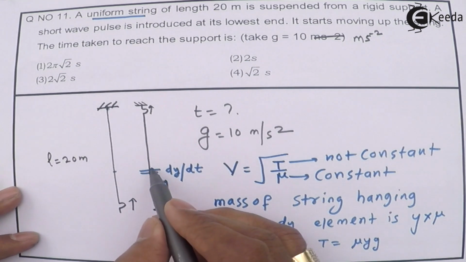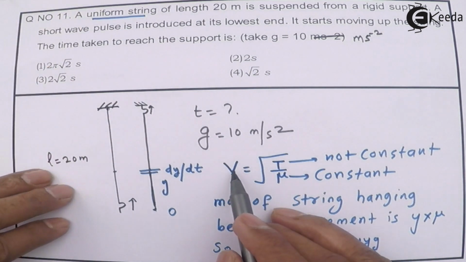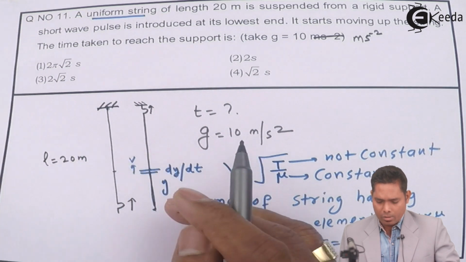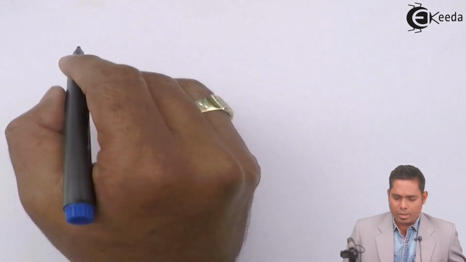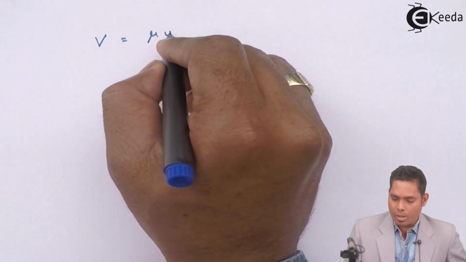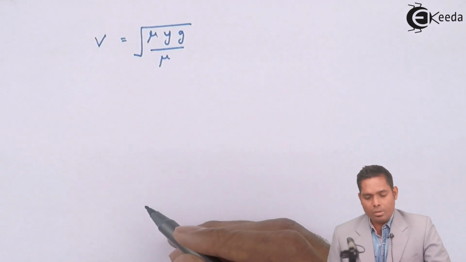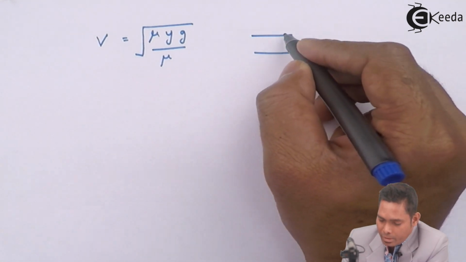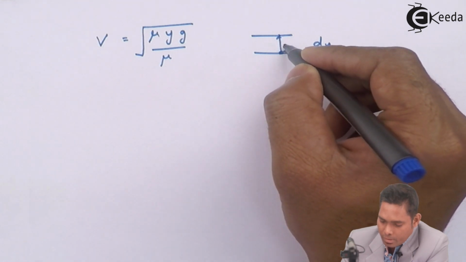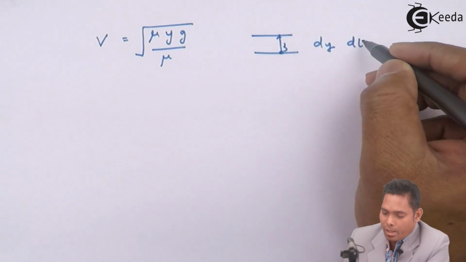So if I use this portion, then I'll use these tensions, and the velocity will become, let us say, what is the velocity here? So this velocity is v, or v at a distance y. So v equals root of tension, that is mu y into g divided by mu. This is the velocity at that length dy, from here to here, when the pulse is traveling from here to here during this displacement dy and time taken as dt.